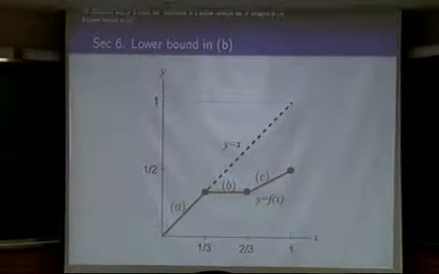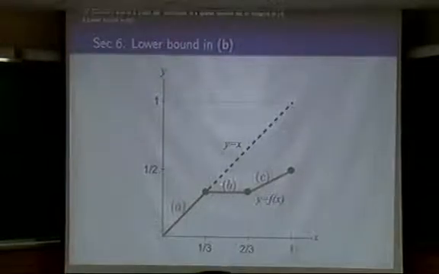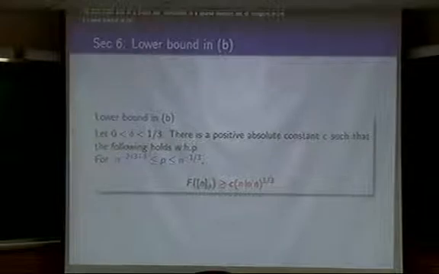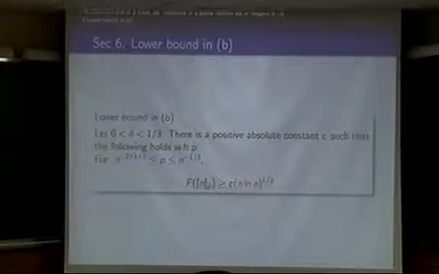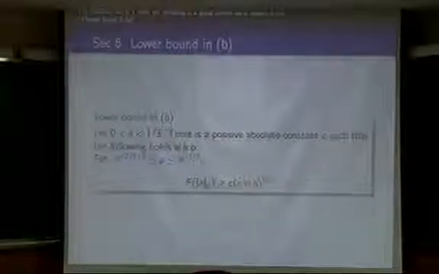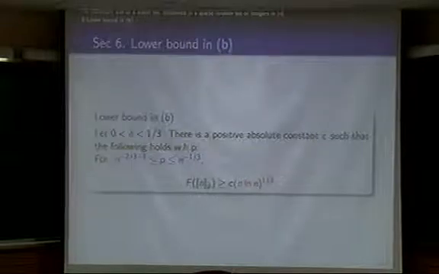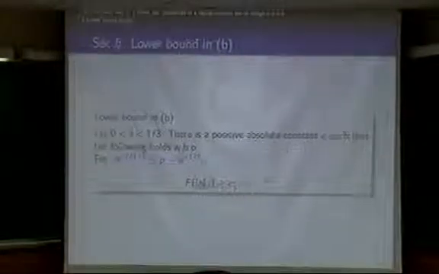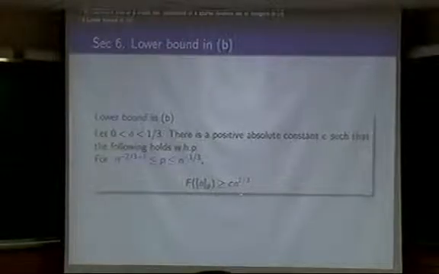Okay, so actually the upper bound was the most non-trivial part in this talk, so let's think about the lower bound briefly. First, let me mention the lower bound in B, which is this part from below. For this result, we need to show the following. There is a positive absolute constant C such that the following holds with high probability. When p is between n to the negative 2/3 and n to the negative 1/3, capital F of n,p is greater than some constant times (n log n) to the 1/3. But for a simpler explanation, let me explain a slightly weaker lower bound, n to the 1/3.